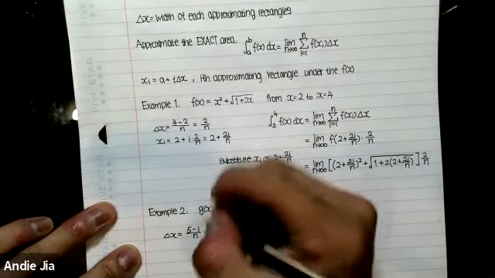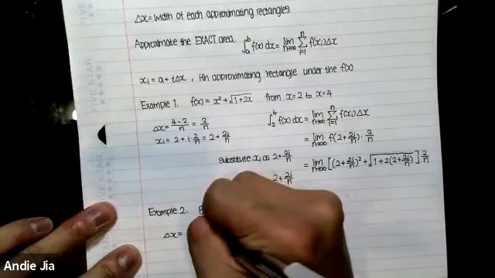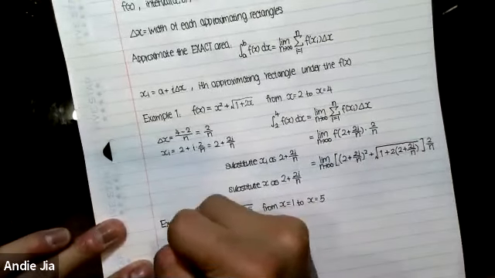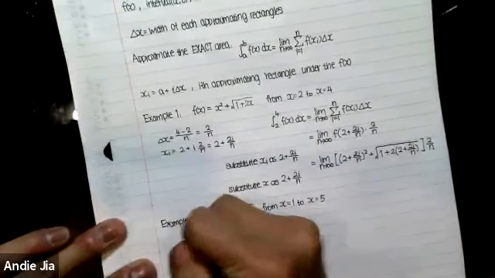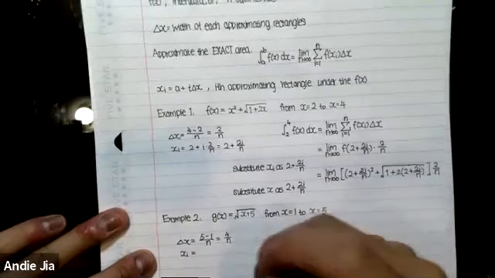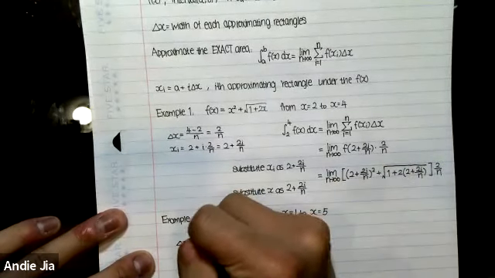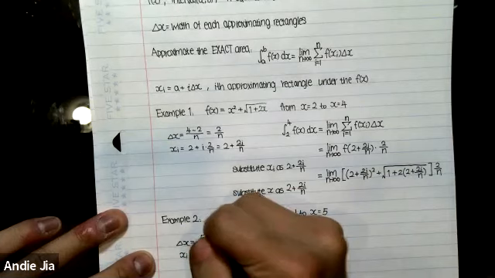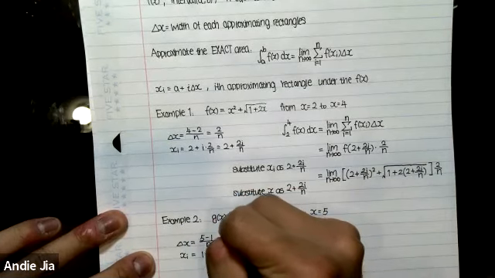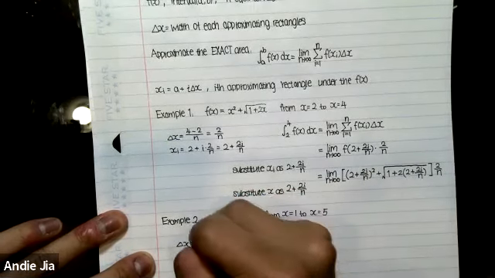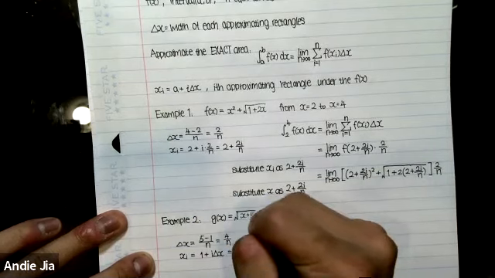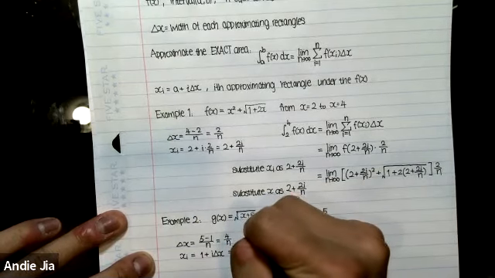Actually, so there can be 4 over n as the width. And the ith approximating rectangle, what we have is a = 1, and plus i times delta x. Then what we have is 1 plus 4i over n.